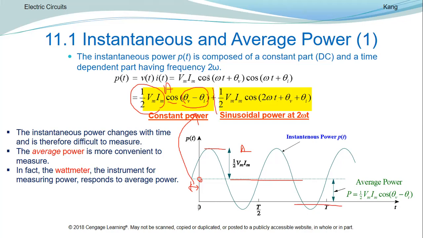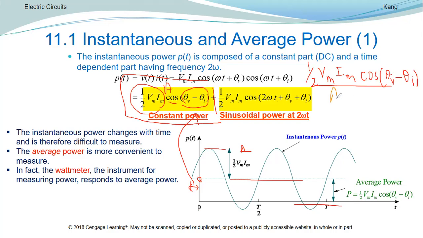The first parameter is known as my average value. I will write here, it will be equal to half Vm Im cos(theta v minus theta I). So this is the value of average power. Okay, so this is all about my graph, which represents the value of instantaneous power.